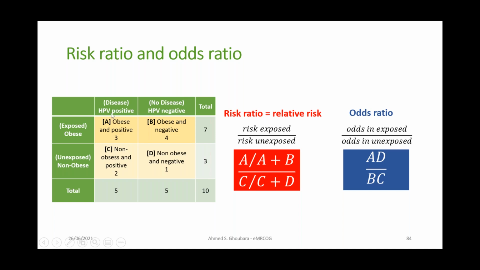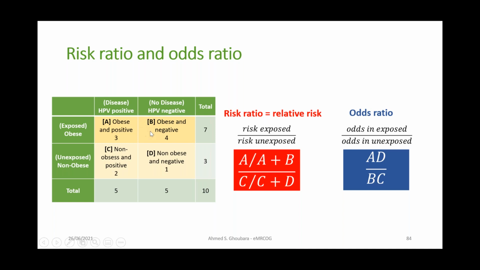How many obese and positive, okay? And in the columns, you put the disease status, the outcome, the effect, the end result: HPV positive, HPV negative. Okay, guys? Is that clear? So in the first cell, it'll be exposed and diseased. So we have obese and positive, three patients obese and positive at the same time.